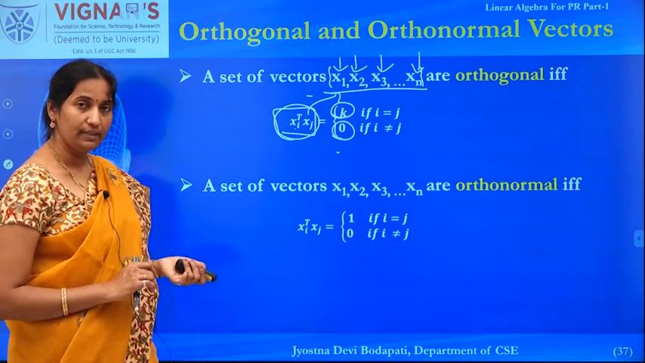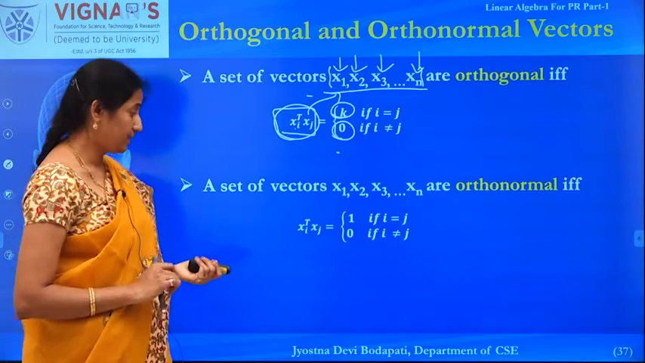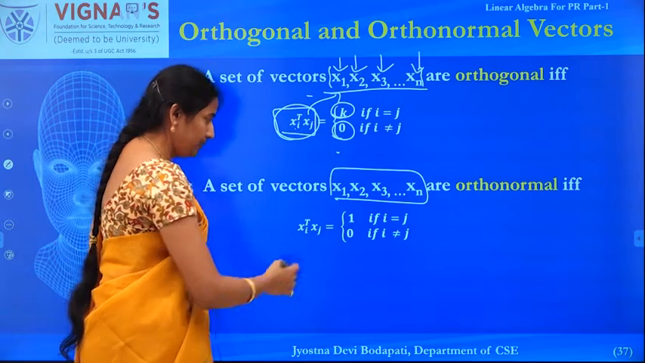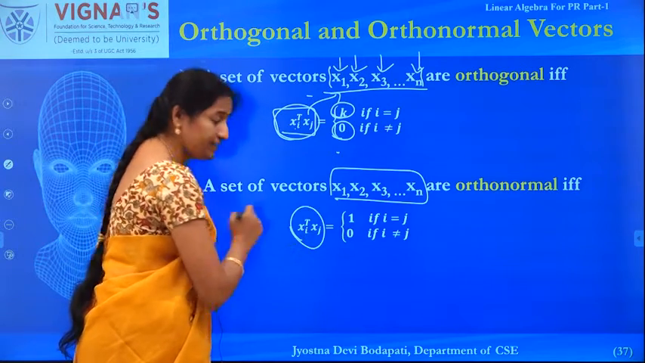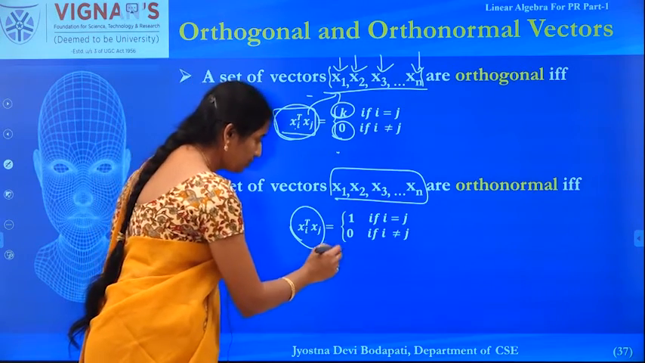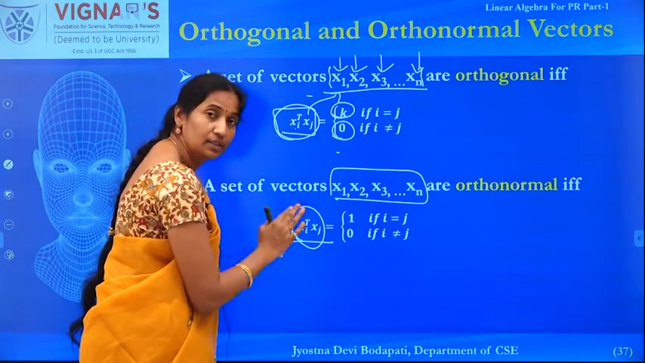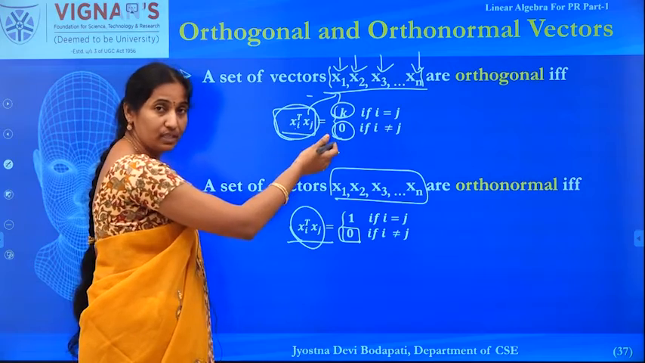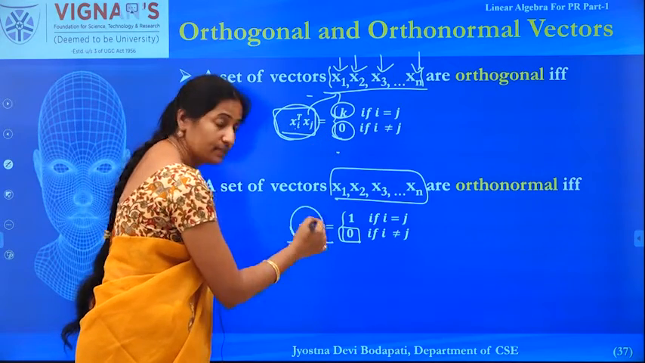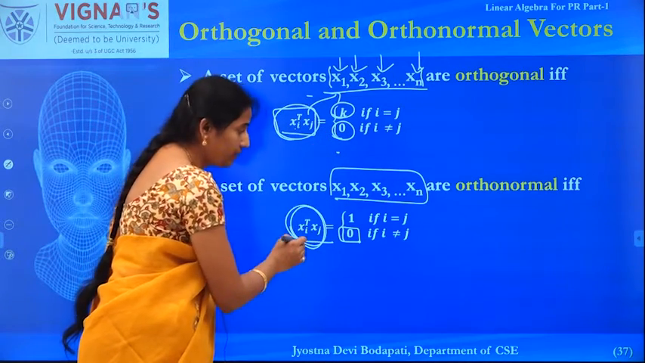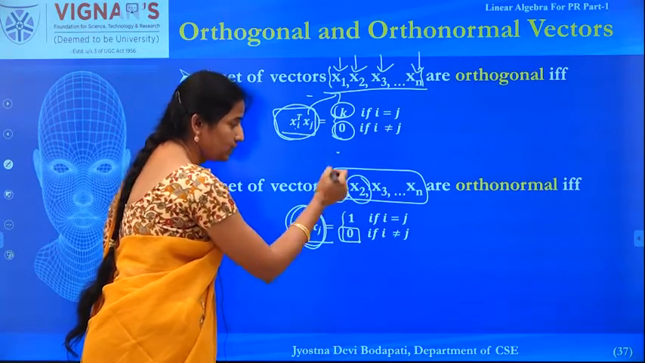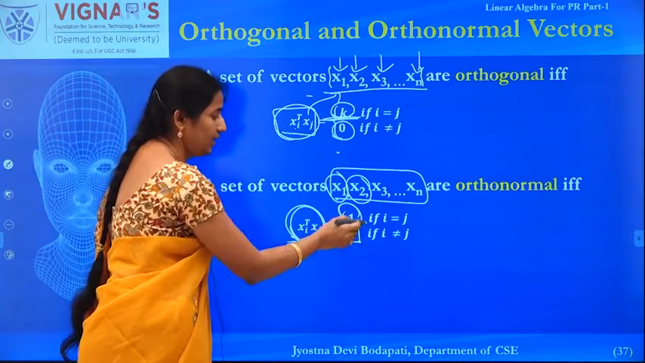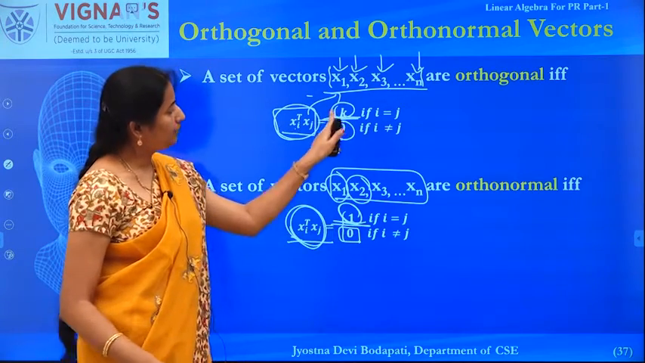Now let us see when I can call these set of vectors orthonormal vectors. If I multiply any two different vectors from the given set, the inner product between the two different vectors must result in a 0 value. So the same condition should be satisfied here also. But when you apply the inner product on the same vector, that is x1 transpose x1, x2 transpose x2, in that case it should result in a 1. So observe the difference, here it can be a k, it can be any real value.